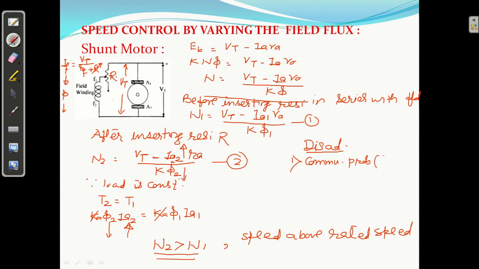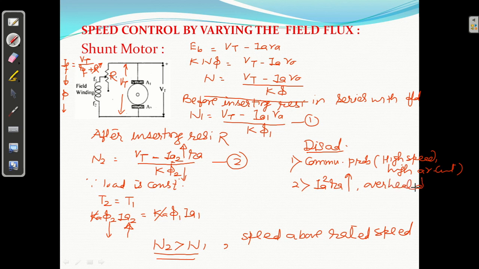Why is it so? Because of high speed and high armature current, because both are increasing. Okay, what is the second problem? Because of high armature current, armature copper loss Ia square Ra will increase, so the armature will be overheated.